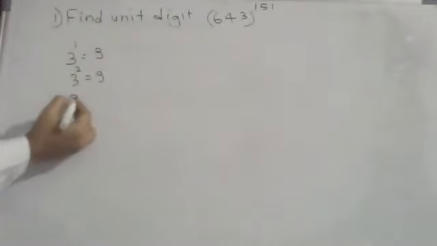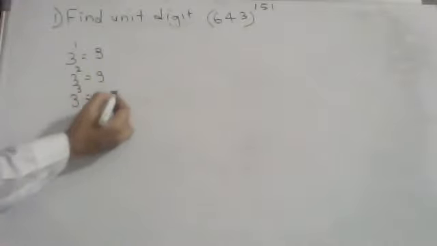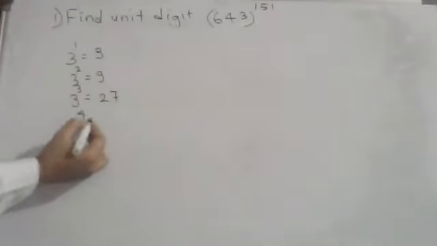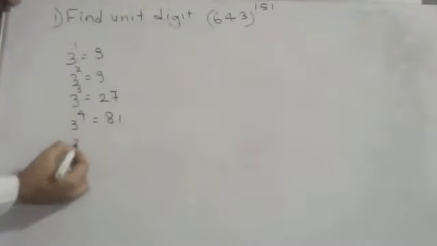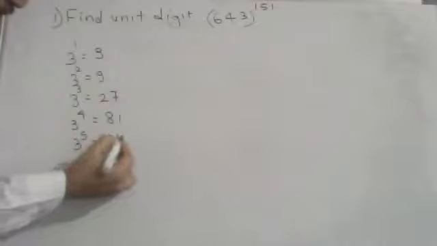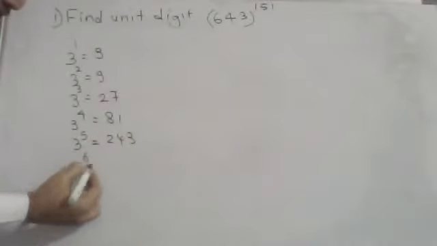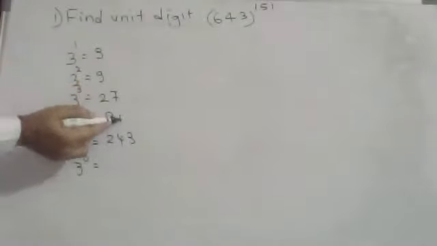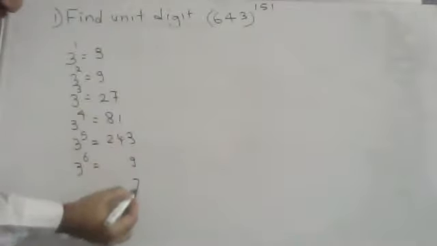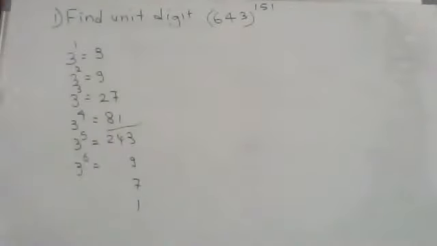3 raised to 2 is 9. 3 raised to 3 is 27. 3 raised to 4 is 81. 3 raised to 5, 243. 3 raised to 6, I don't want to write next, that is 729, but the unit digits go 3, 9, 7, 1. After how many intervals is the number repeating? After 4. After 4 numbers, the number is repeating.